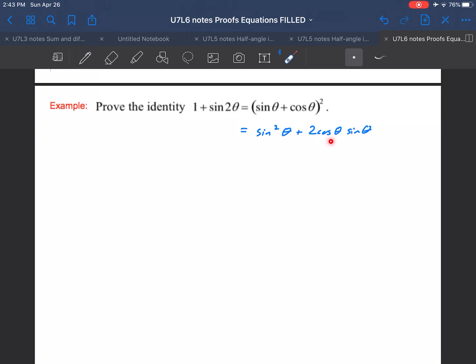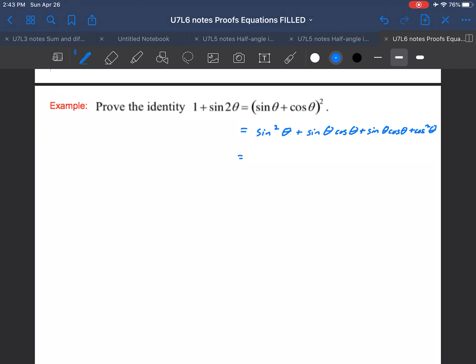And actually, maybe I should write this a better way. This would be sine theta cosine theta doubled. So let's change that and be a little bit more deliberate. So plus sine theta cos theta plus sine theta cos theta plus cos squared theta. Okay, so I've foiled this thing out.